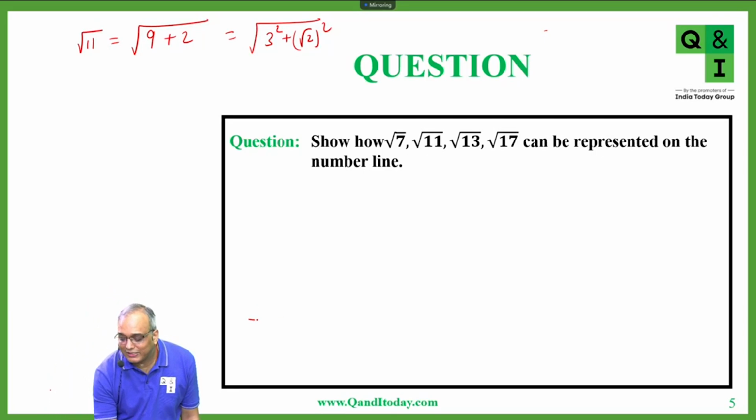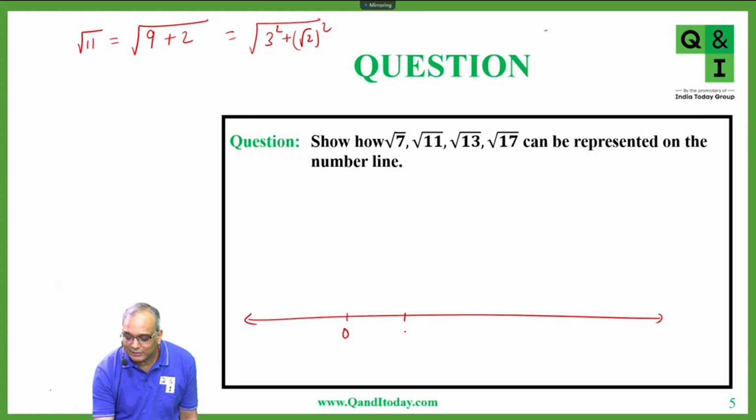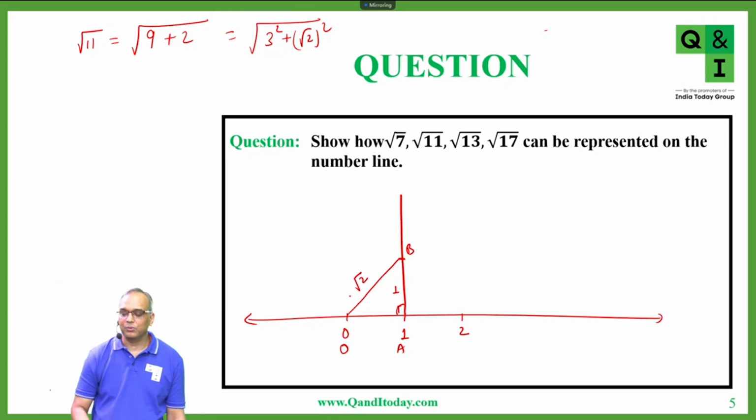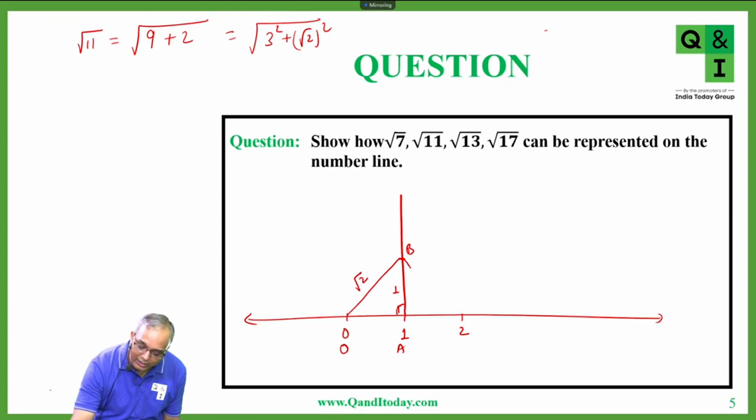So let us draw this number line, students. And as I said, first of all, let us plot root 2. So at 1, we draw perpendicular here. Take 1 unit here. Join O and B. This is point A, this is point B, and this is O. Right angle triangle. This will give you root 2. Once you have got root 2, you can draw an arc here. So this point is root 2.